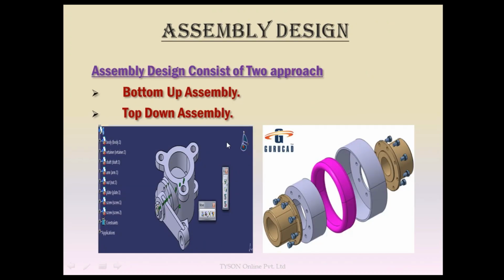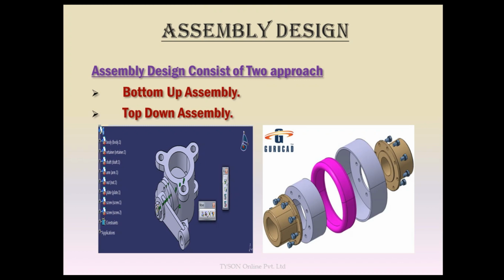So assembly design. Basically, assembly design consists of two approaches: bottom up assembly and top down assembly. An assembly is a mechanism or a stationary structure comprising parts which are in relative motion with one another. If you consider a single part of an assembly, then it will have 6 degrees of freedom, 3 rotation and 3 translation about the x, y and z axis.